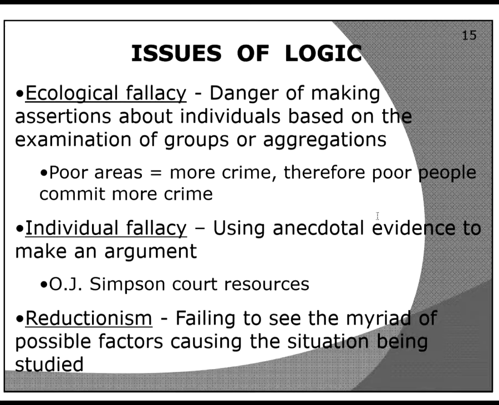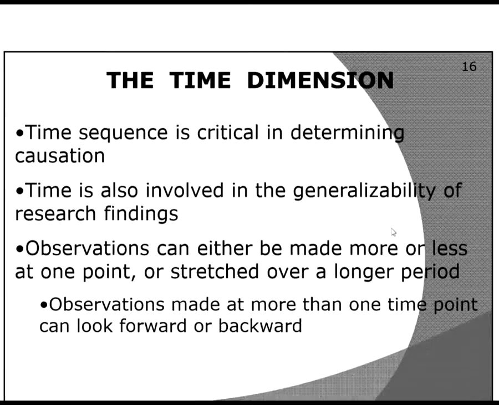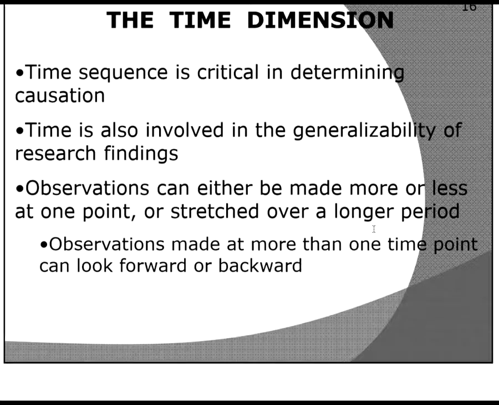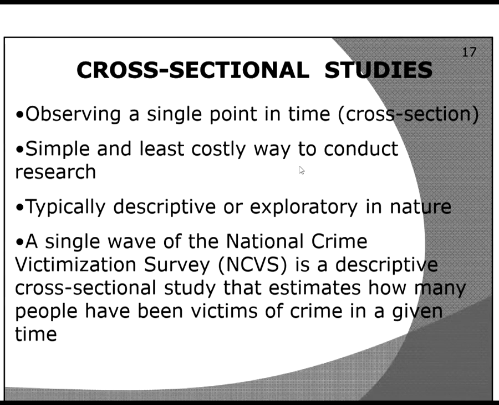Reductionism is actually the opposite of the ecological fallacy. So it's trying to make individual findings apply to larger groups. And then you have the time sequence. We've already kind of talked about that with the temporal ordering, but it's critical in causation, because you can't say something caused something that happened before it. Some of you might even call that common sense, right? So that's kind of important.